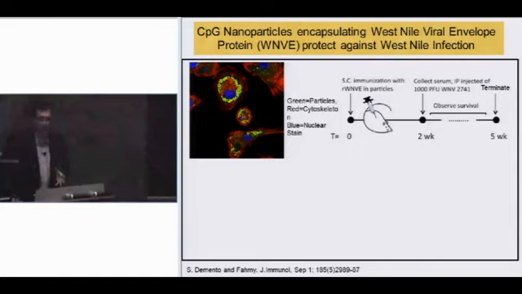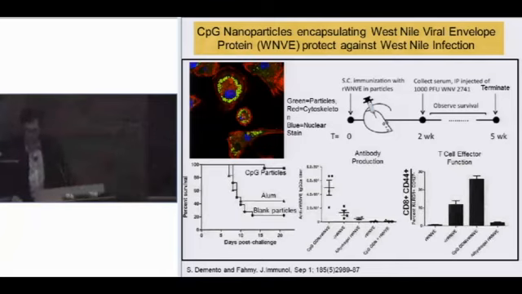Animals were immunized subcutaneously with these particles, and then the serum was collected. A cohort of those animals that were immunized were challenged with the virus, and another cohort were analyzed in terms of what their T cell and antibody profile looks like. And these are the results that we get.